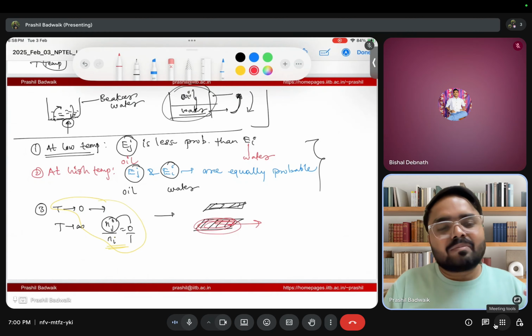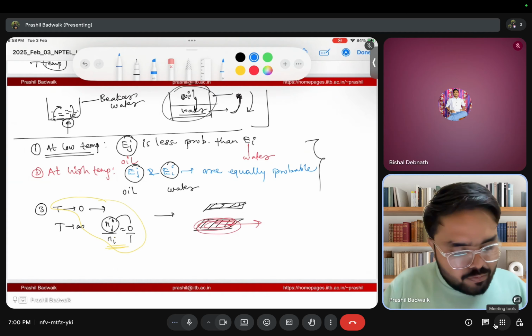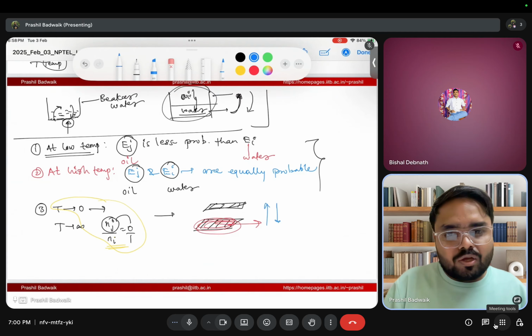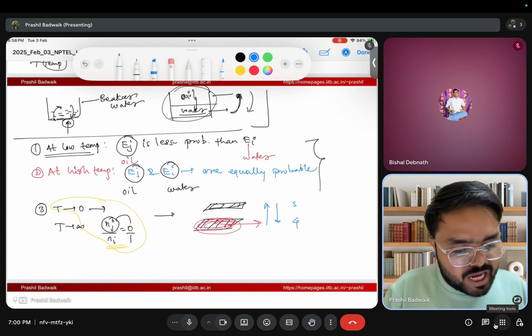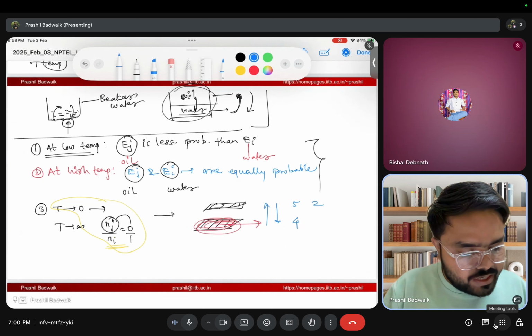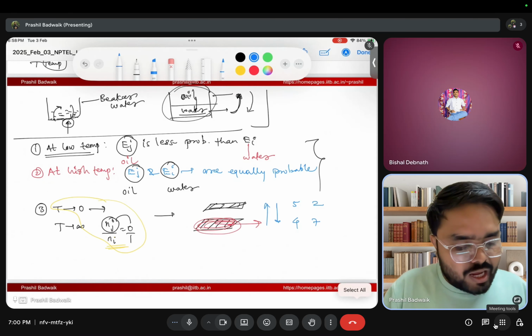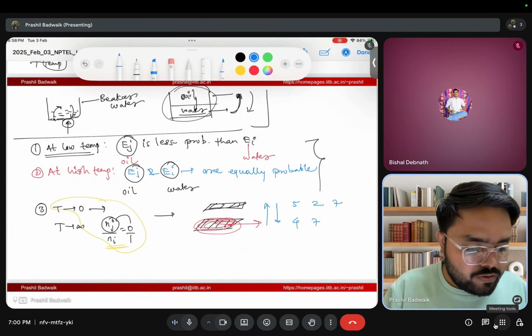If I am having some higher energy, then what will happen? A molecule from here can go there, a molecule from there can come here, right? So I can have a distribution of energy. I can have 5 particles here and 4 particles here. In some cases I may have 2 particles here and, the total is 9, right? So 7 particles here, and 2 particles here.